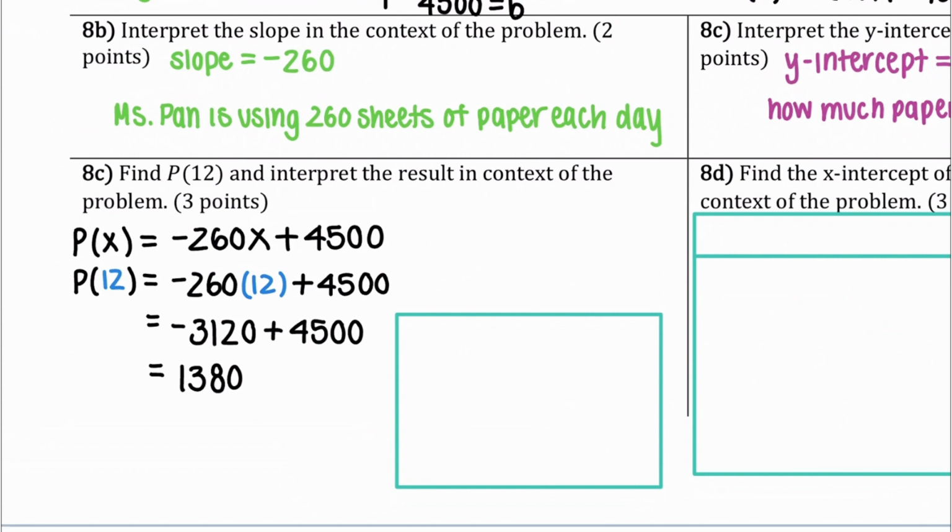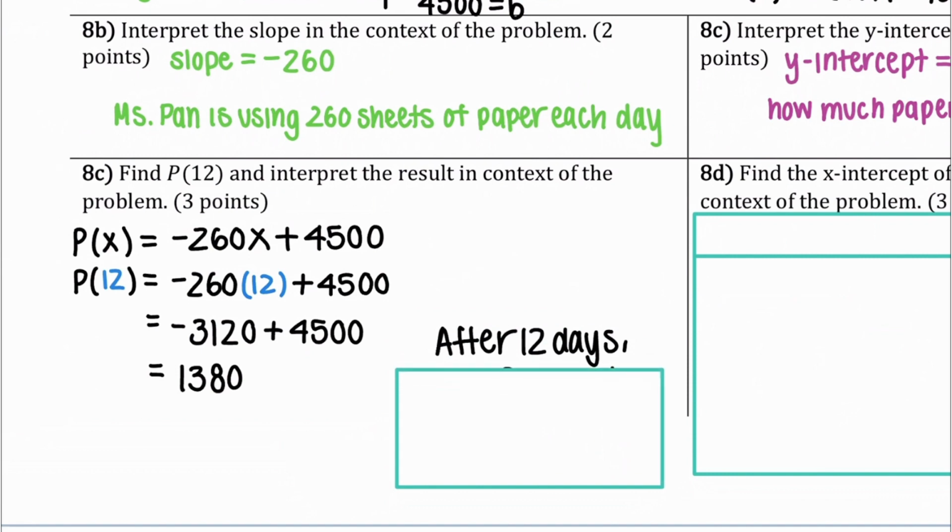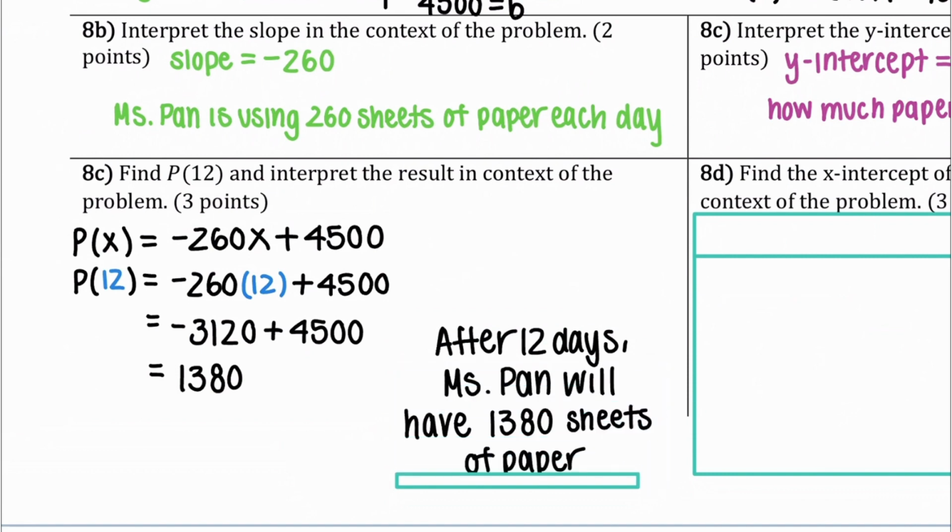And so solving that gives us p of 12 is going to be 1,380. Now, what does that mean in English? That tells us, well, what is the 12? The 12 is the number of days. So after 12 days, Ms. Pan will have 1,380 sheets of paper left.